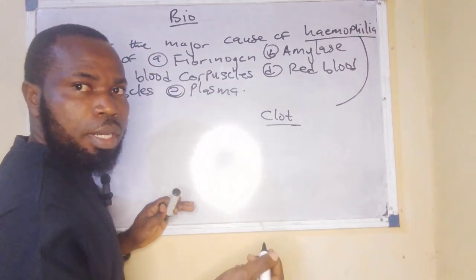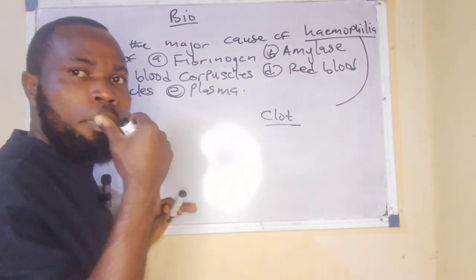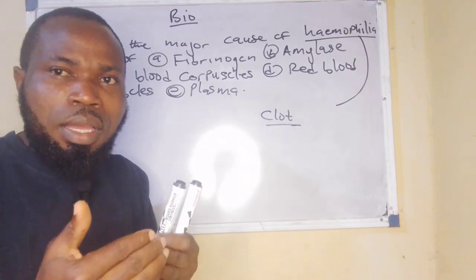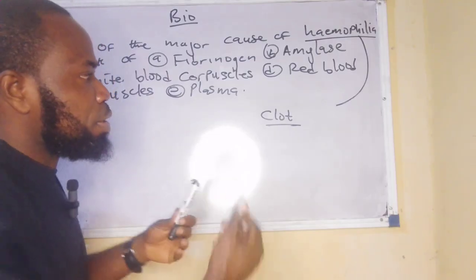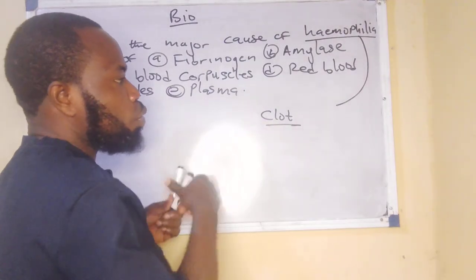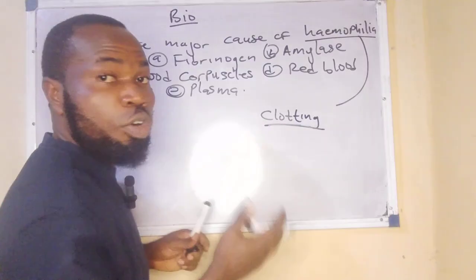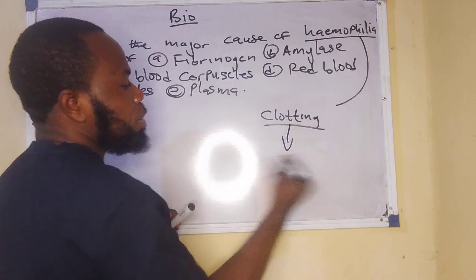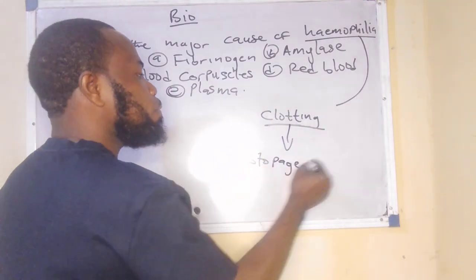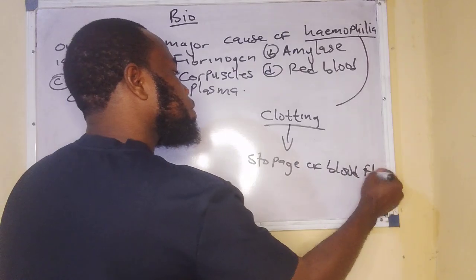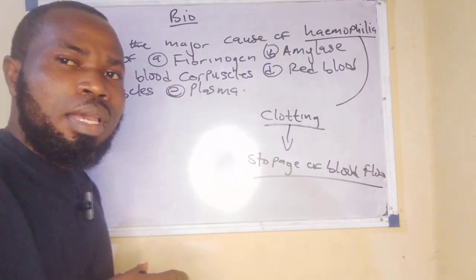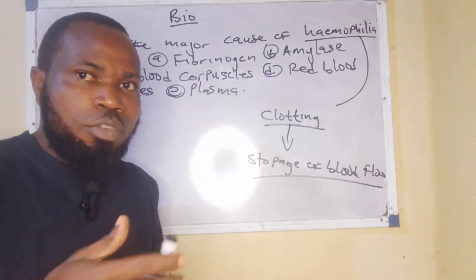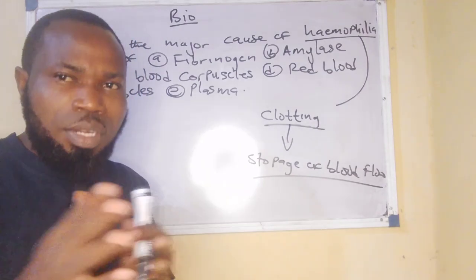After an injury, in order to stop continuous bleeding, a mesh is formed to prevent much blood from being lost. That process is clotting of blood. So when you hear clotting of blood, it is the stoppage of blood flow after an injury. If the blood does not form that mesh to prevent blood flow, the patient loses a lot of blood, which is very dangerous and can lead to death.